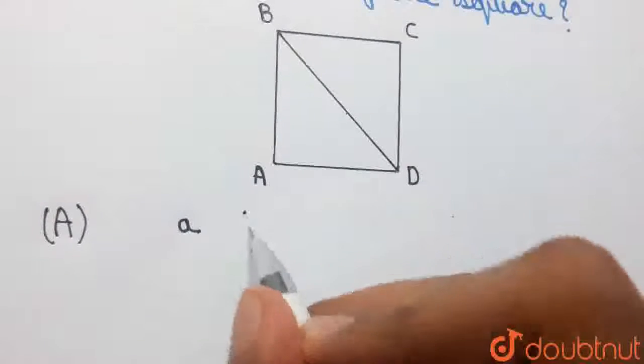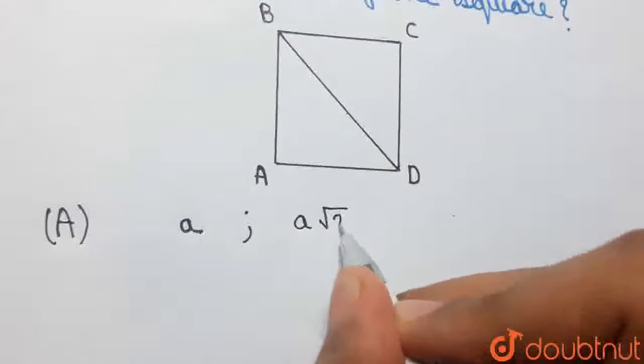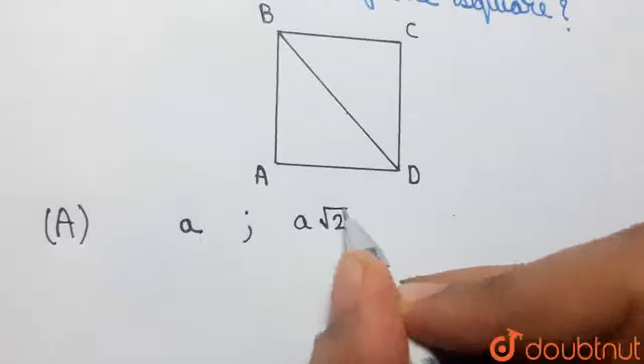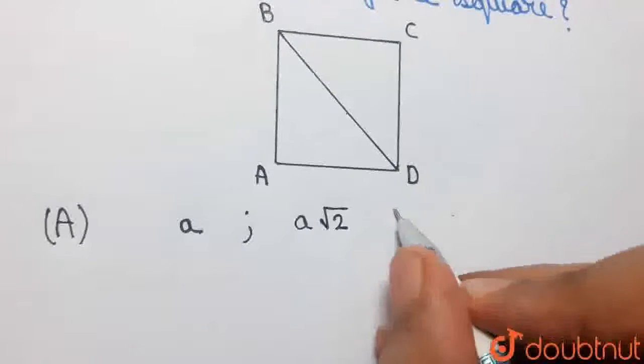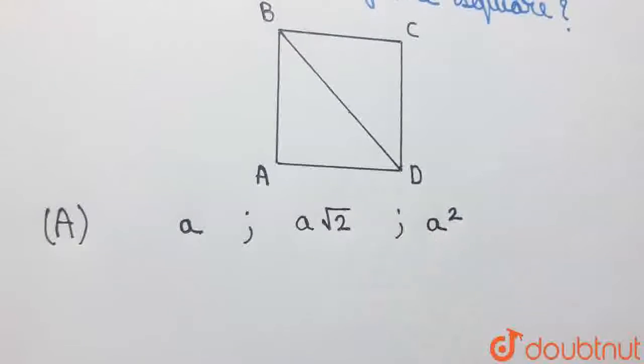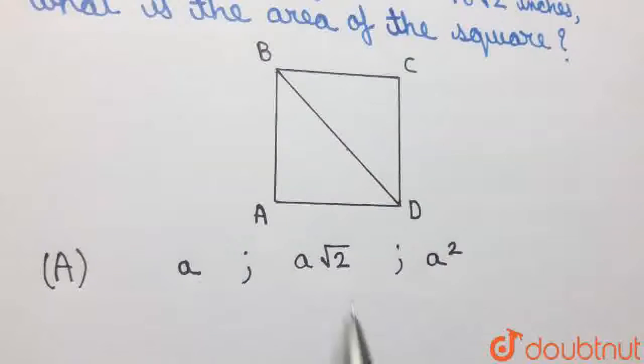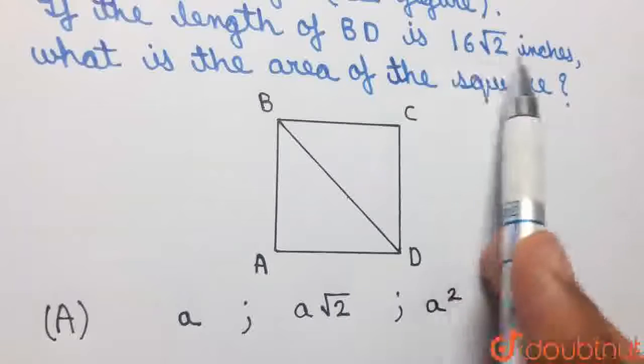Now in that case, the diagonal of the square will be given by A times √2, and the area of the square will be A square. If the length of each side of the square is A, the length of the diagonal will be A√2, whereas the area of that square will be A square. Now as the length of BD, that is the length of the diagonal of this square, has been given equal to 16√2, we can write that A√2 is equal to 16√2.